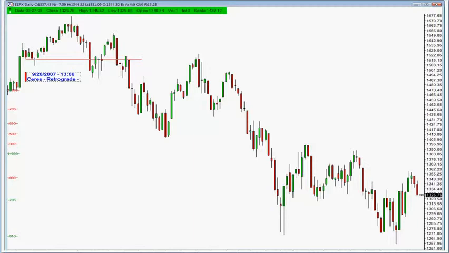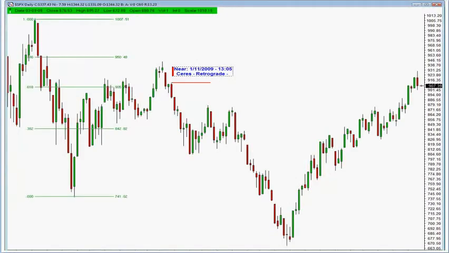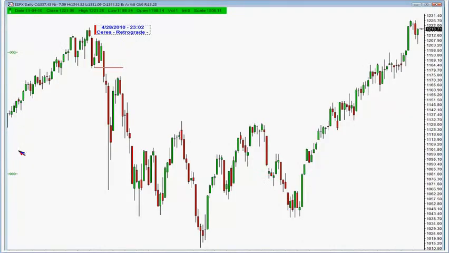Take a look at this one here, January 1st of 2009. Again, this was 3 days off of the high that was made here, and you can see we went from the 923 area all the way down to 663 in the marketplace. And so you can see the power, or it certainly looks to me to be the power of Ceres in retrograde motion.